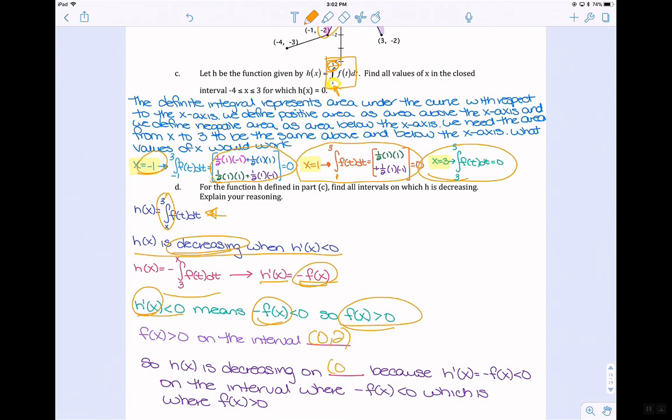So h is decreasing on 0 to 2 because h prime is equal to negative f, which is less than 0. On the interval where negative f is less than 0, f of x has to be bigger than 0, because you multiply both sides by the negative, and that flips the direction of the sign.